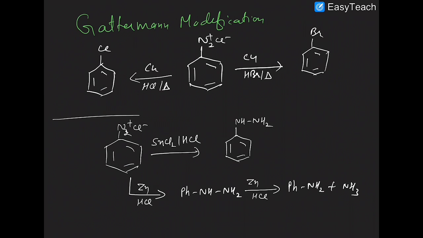Now, one more example is the Gattermann modification. What is the Gattermann modification? When benzene diazonium salt reacts, in place of cuprous halide, just take copper powder along with the acid. So when copper powder is heated with diazonium salt in presence of HBr, it will give bromobenzene. With HCl, it will give you chlorobenzene. This is very, very important. This is called the Gattermann modification or Gattermann reaction. It is a modification of the Sandmeyer reaction.